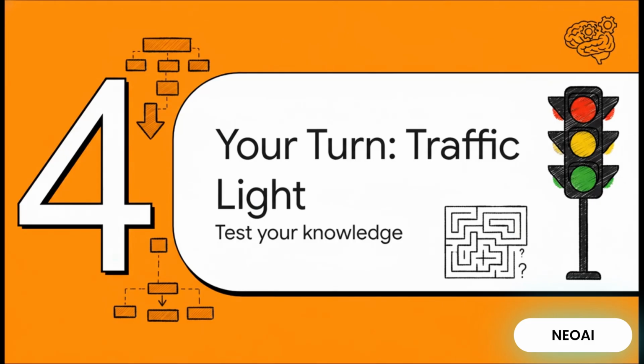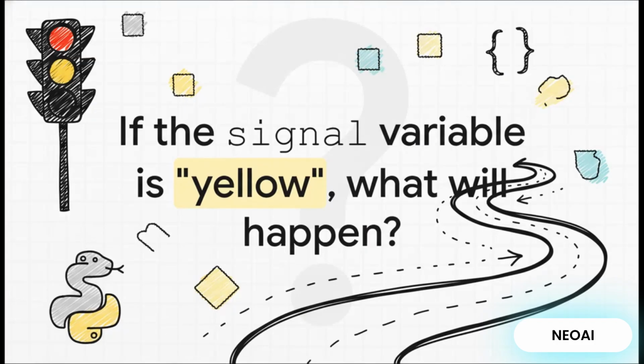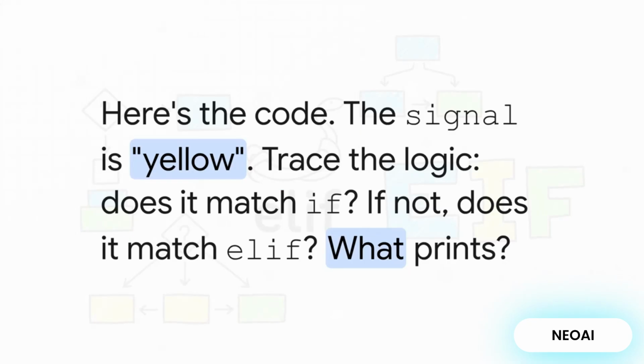Okay, so you've seen how it works. Now it's your turn to think like the computer. Let's run through a quick little challenge with a new scenario. So imagine our code is controlling a traffic light, and right now the signal is yellow. What's the output going to be? All right, here's the code. We've got our signal variable set to yellow. I want you to trace that logic, starting from the top. What is it going to print?